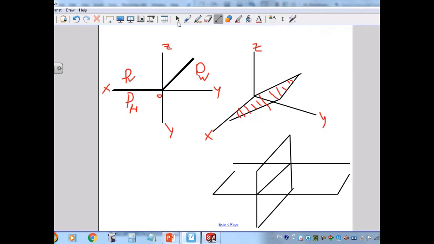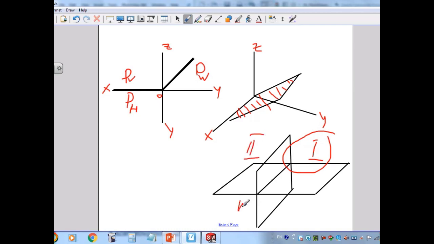So 4 quarters. One quarter is this area. The first one, then behind it the second quadrant, the third one is here, and the fourth one. So this is the third one.